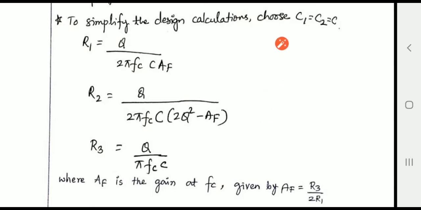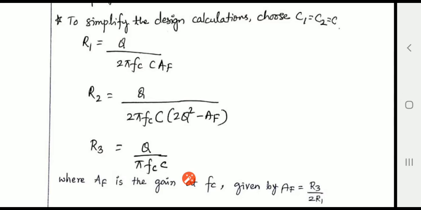So for that we have to choose the value C1 equals C2 equals C here, and the resistor values used in the circuit always depend on the quality factor and the center frequency. Here all the resistor values are taken directly, no derivations. The value of R1 depends on Q divided by 2 pi Fc C into AF, where AF is the gain. Similarly R2 depends on Q divided by 2 pi Fc into C in bracket 2 Q square minus AF, and R3 depends on Q divided by pi Fc into C.